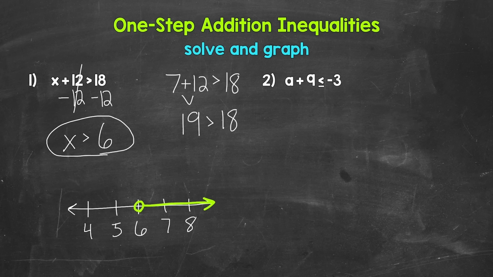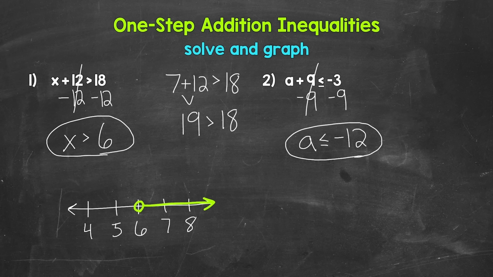Let's move on to number 2, where we have a plus 9 is less than or equal to negative 3. So we need to undo that addition. The inverse operation is subtraction. So subtract 9 from the left side. That means we need to subtract 9 from the right side as well. As far as the left side, these 9s cancel each other out. So we have a is now isolated, is less than or equal to, and then on the right side, negative 3 minus 9 gives us negative 12. So a is less than or equal to negative 12.